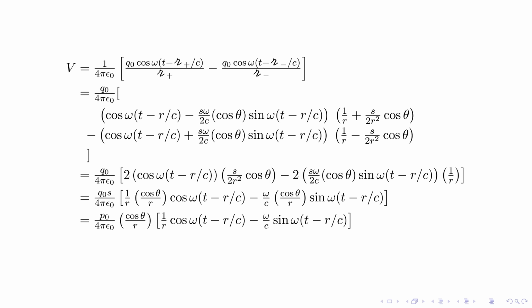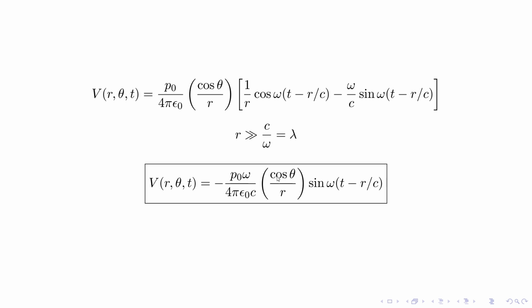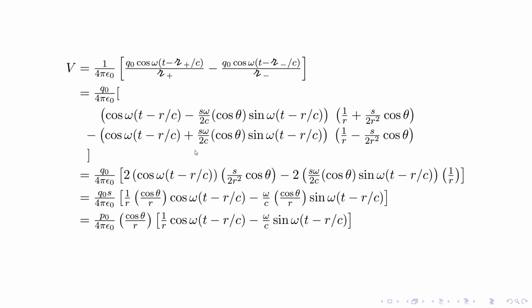However, when we take this term and multiply it by this s over 2r squared cosine theta term, we see that this is this plus that minus this times minus that, so we have two positives. So 2 cosine omega t minus rc over r squared, s cosine theta. Oh, let's go back.